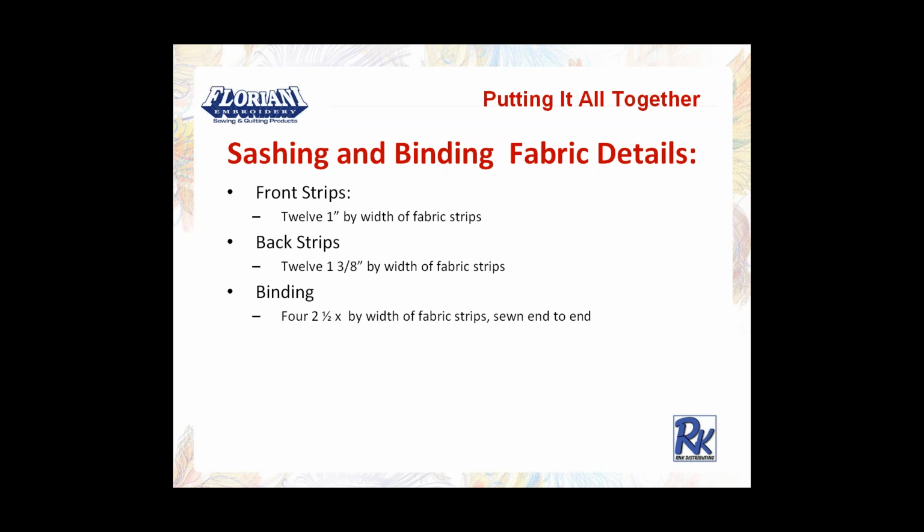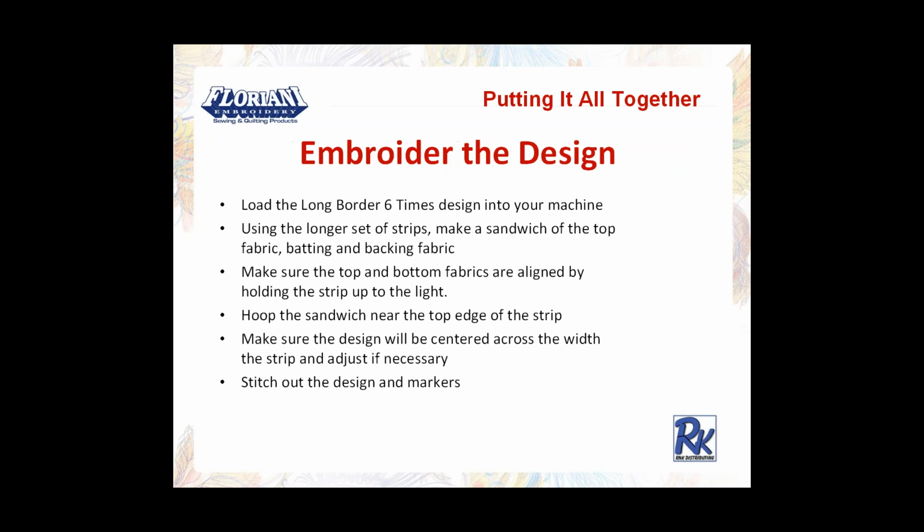Your backing strips, you probably want to match your backing fabric, but if you want a contrasting fabric, that's okay. You'll need 12 strips 1 3/8 inches wide by the width of your fabric. And for your binding, you're going to need 4 2.5 inch by the width of fabric strips, and you're going to sew them end to end to create a contiguous binding, or you can do whatever you like for the binding. If you want to use already made binding, you can.